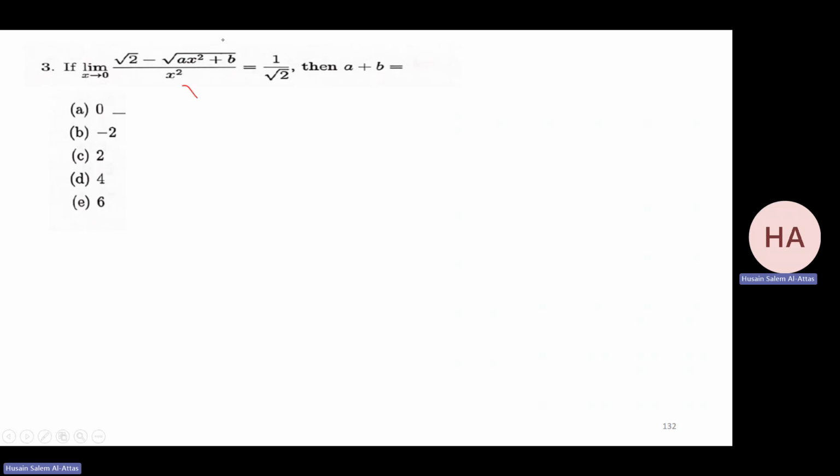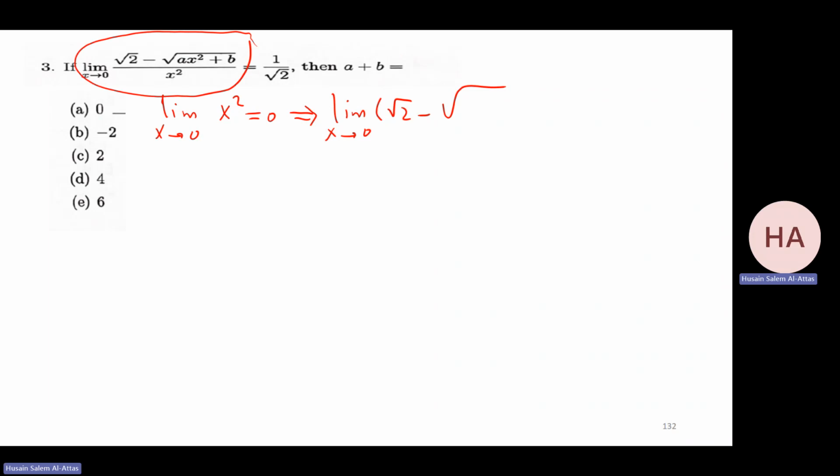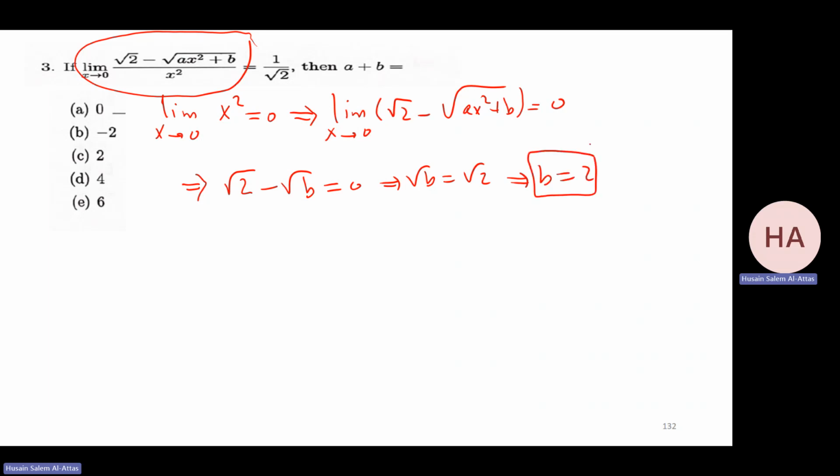We noticed that the limit as x goes to 0 of the denominator is equal to 0. That means the limit of the numerator, since the whole limit exists, should equal 0. Substitute, and you will get the square root of 2 minus the square root of b equals 0. The square root of b equals the square root of 2. That means b equals 2.